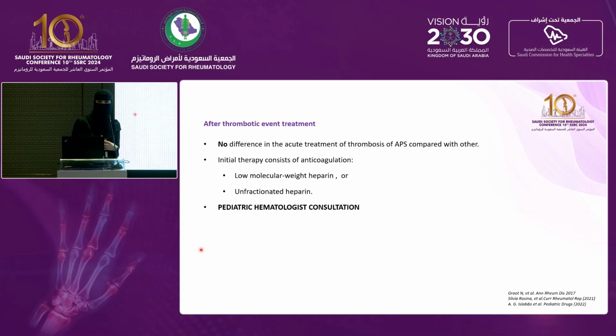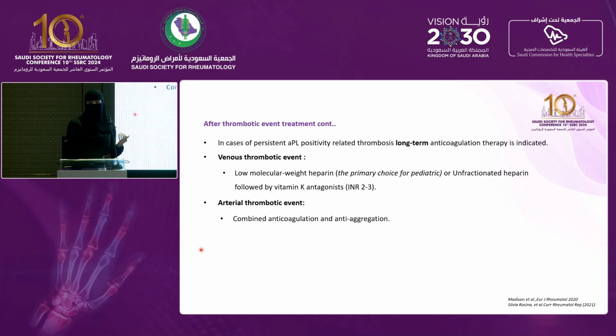What if the thrombosis happens? We treat the patient the same as any acute event of thrombosis with anticoagulant, either low molecular weight heparin or unfractionated heparin, and of course, with consultation with a hematologist. In pediatrics, it's preferable to start them with low molecular weight heparin. If those patients persist in having the antibodies, they need long-term prophylaxis or treatment with anticoagulation.